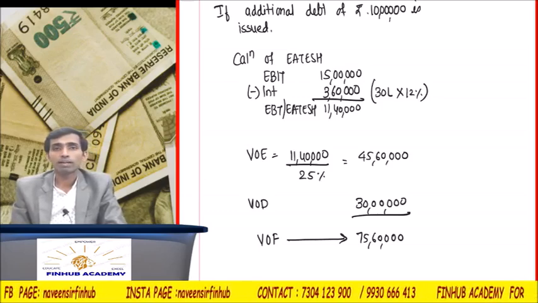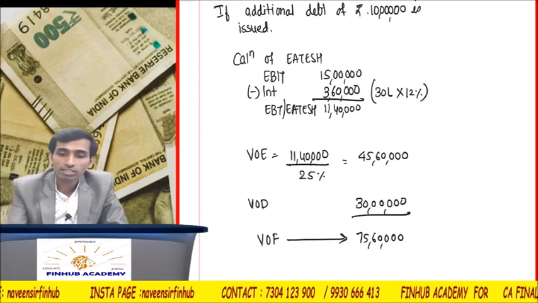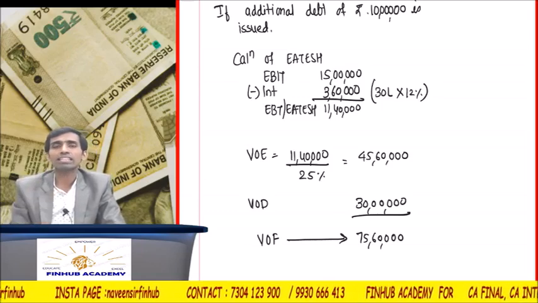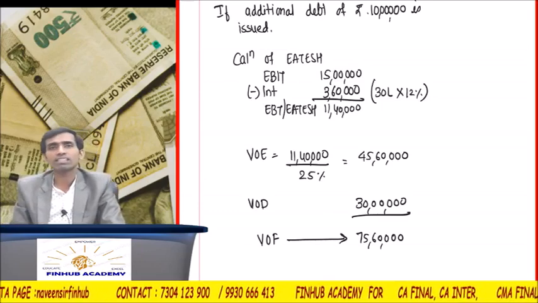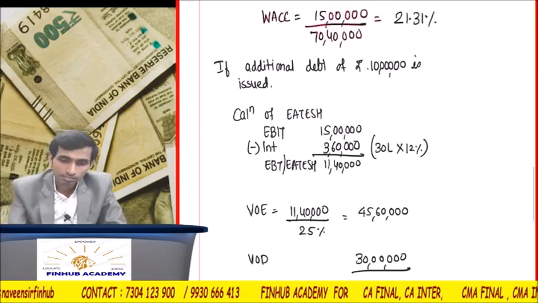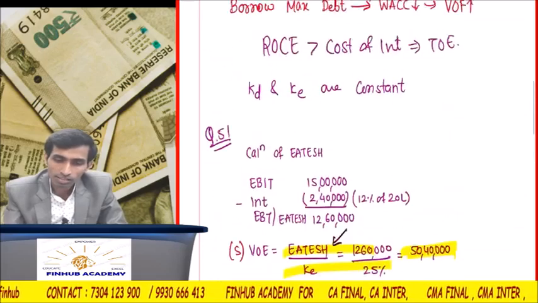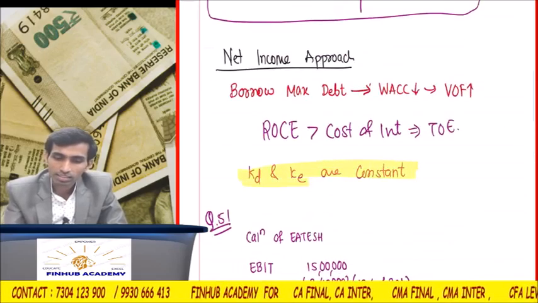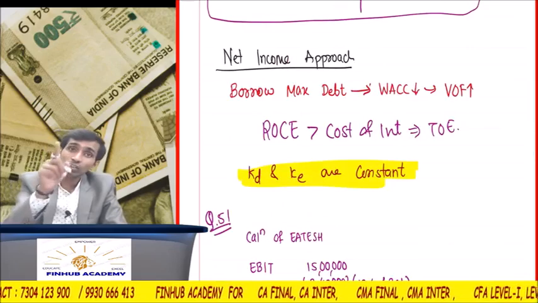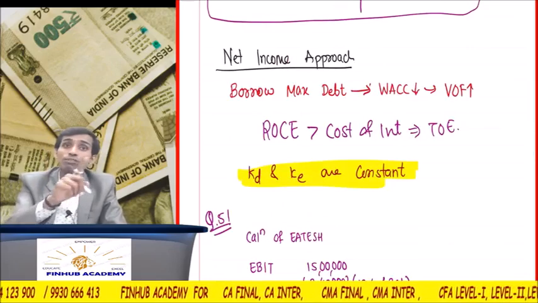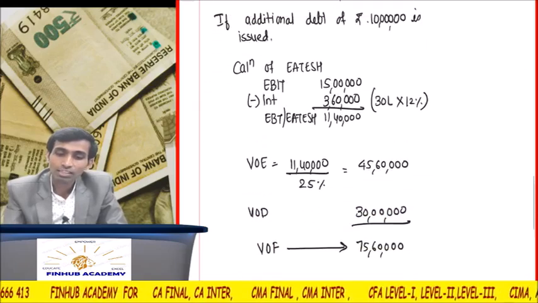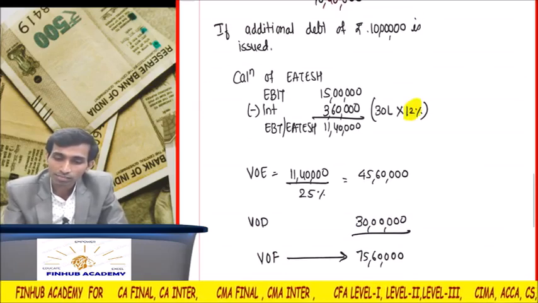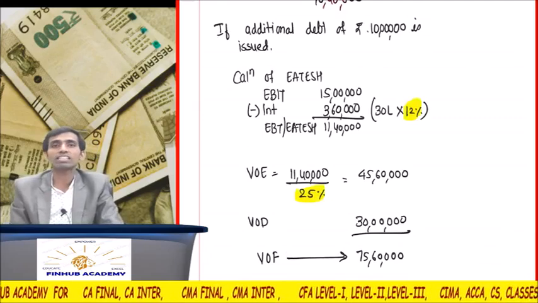If you remember, what I said was, in the theory, check, will KD and KE change or will they remain constant? Constant. See here, after issuing the debt also, KD was 12, KE was 25, constant. In the second calculation also, we took 12% and 25%, it was constant.